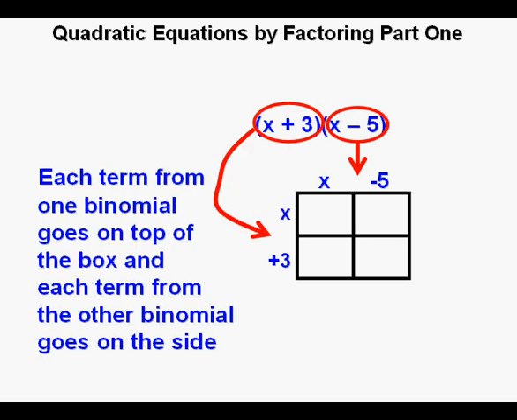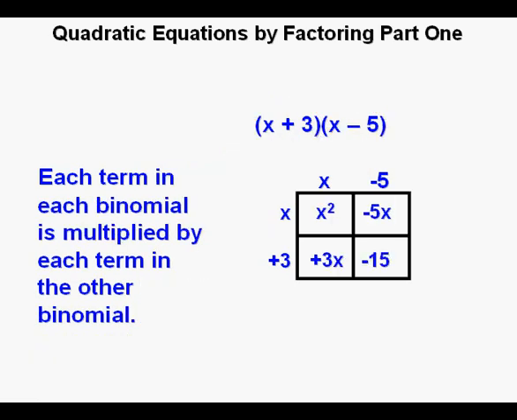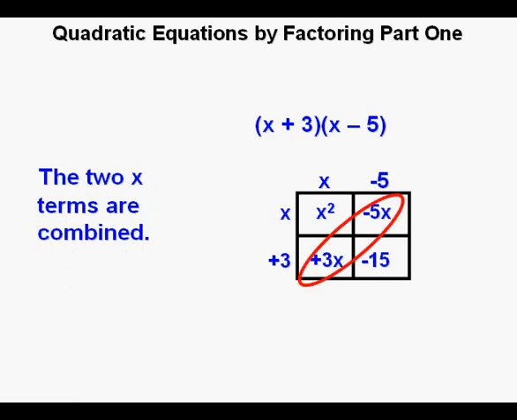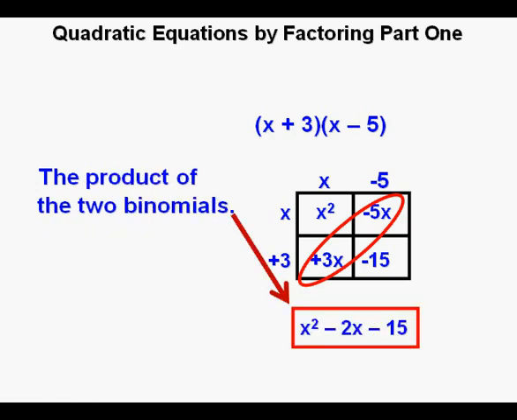Each term from one binomial goes on the top of each column of the box, and each term from the other binomial goes at the left side of each row of the box. Each term in each binomial is thus multiplied by each term in the other binomial. That's x times x equals x squared, negative 5 times x equals negative 5x, 3 times x equals 3x, and negative 5 times 3 equals negative 15. The two x terms, the 3x and negative 5x, are combined to equal negative 2x. The product of these two linear binomial factors is the quadratic trinomial x squared minus 2x minus 15.